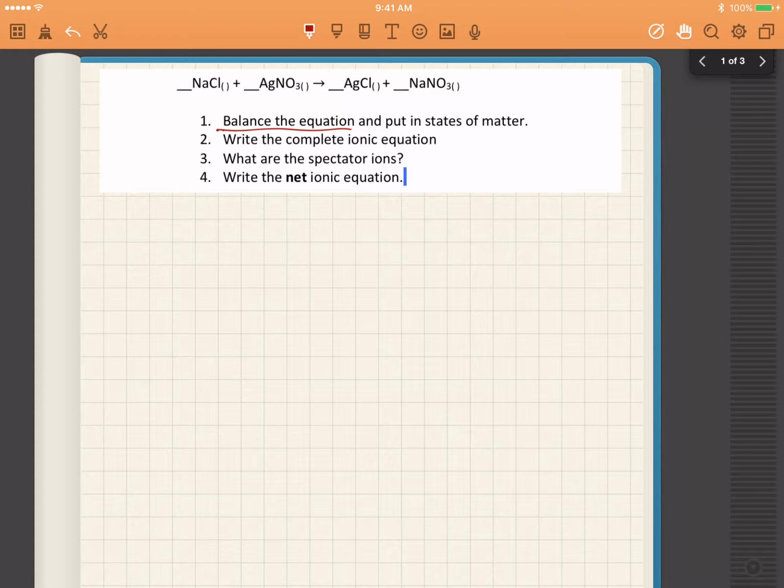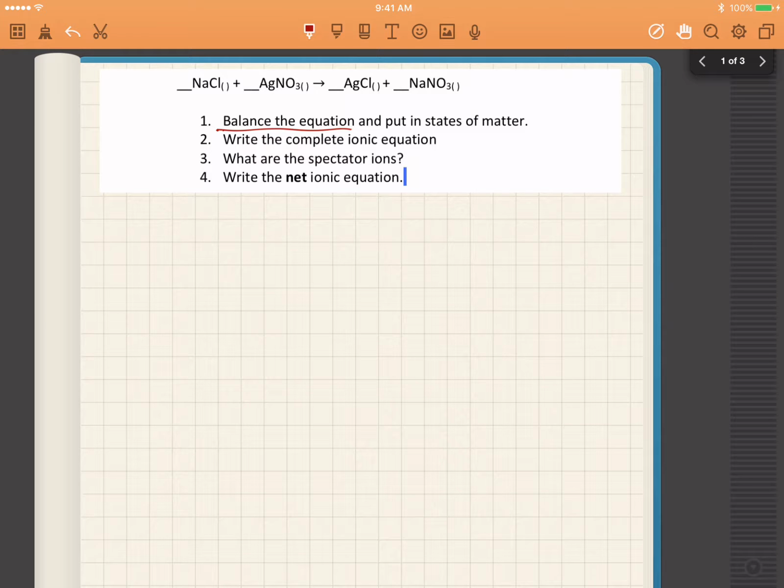Let's start by balancing the equation. First of all, how many sodiums do we have? There's one here and one here. So those are already okay. The chlorides, likewise, 1 and 1. So those are fine. Silver, 1 and 1.